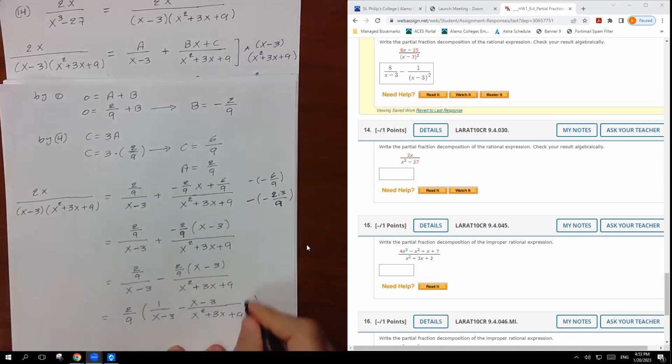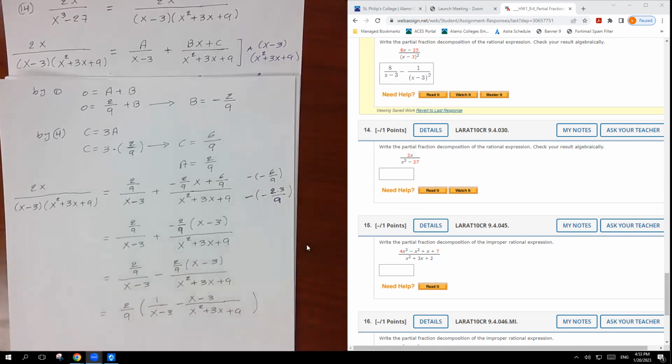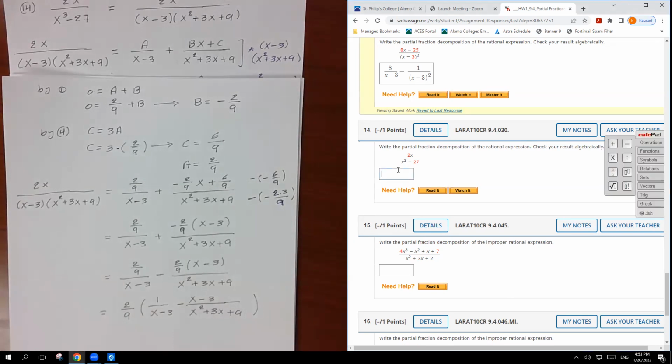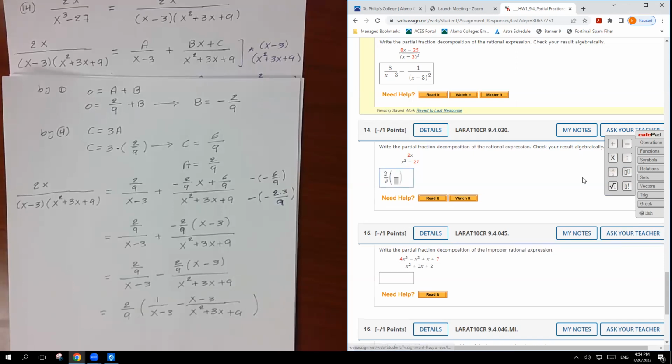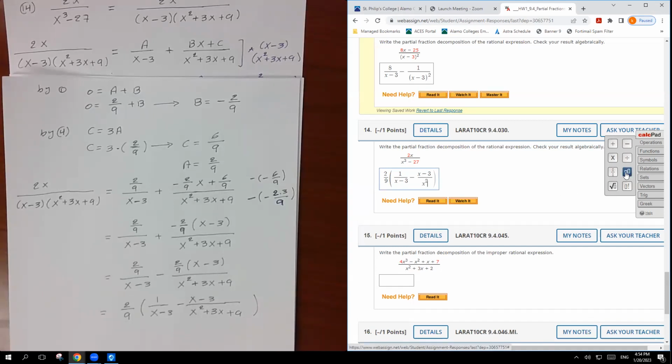You don't have to put parentheses here. Just close the big one. So this is the result for this example. For example 13, so we're going to say it's fraction 2 over 9. And we're going to open parentheses. Another fraction 1 over x minus 3. And minus, we're going to put another fraction x minus 3 over x squared plus 3x plus 9. That's it. We have to close the parentheses. That's it for this example.